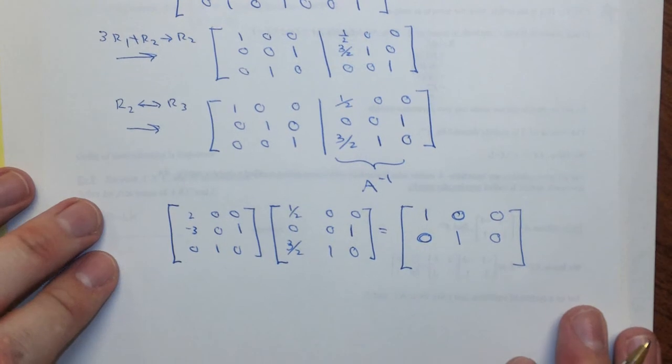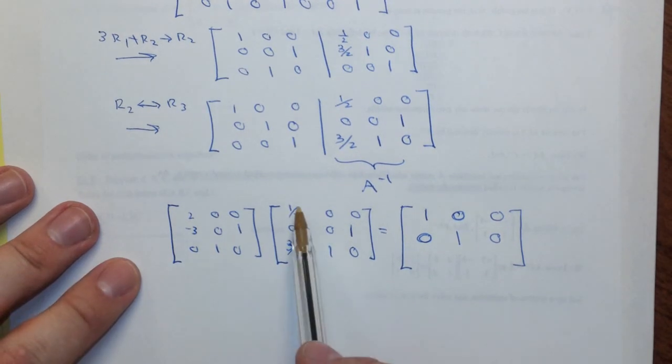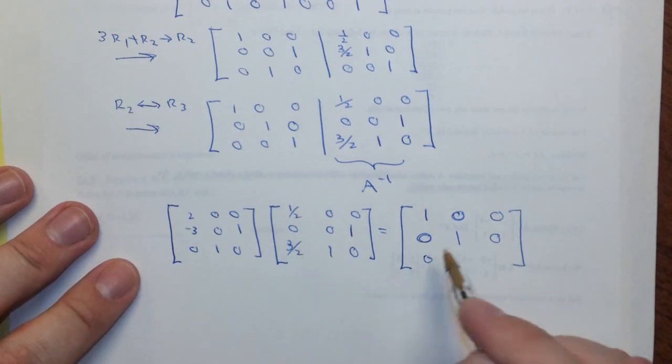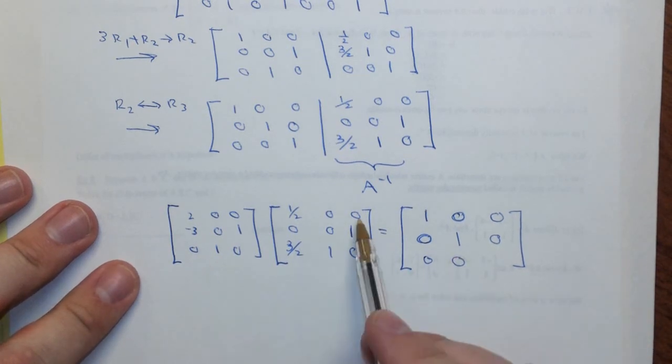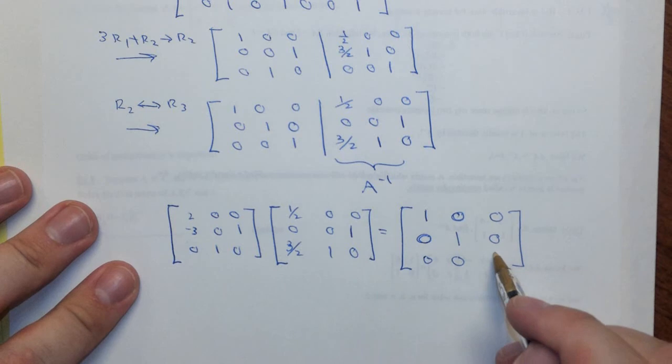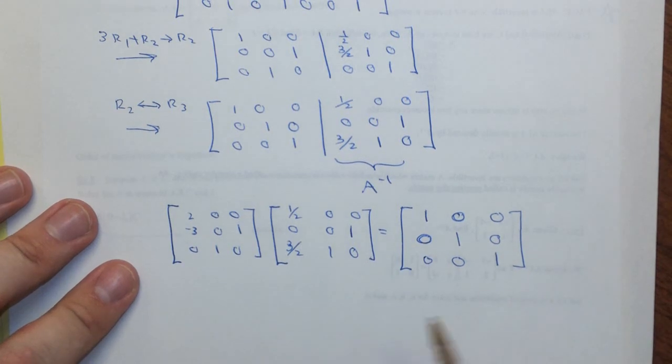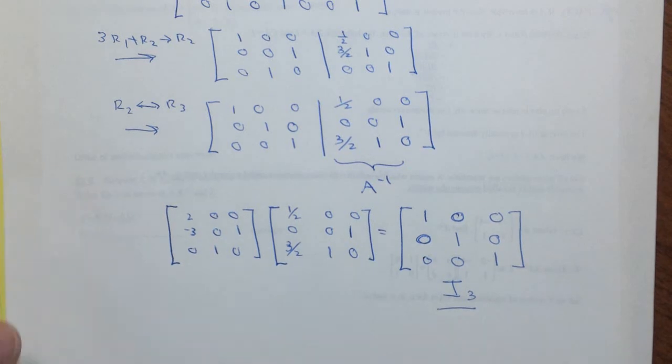On to the third row. 0 1 0 multiplied with the first column is going to give me 0. Multiplied with the second column will give me 0. And 0 1 0 multiplied with 0 1 0 will give me 1. So I do in fact have I3. I can also check in the other direction, but let's just assume that that is correct.